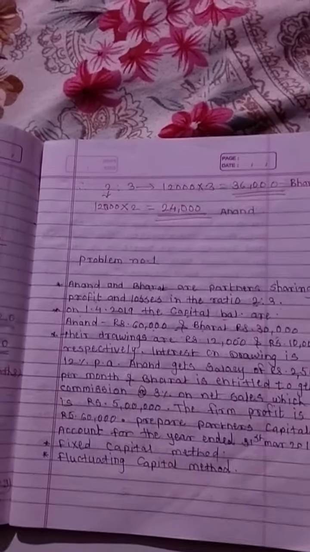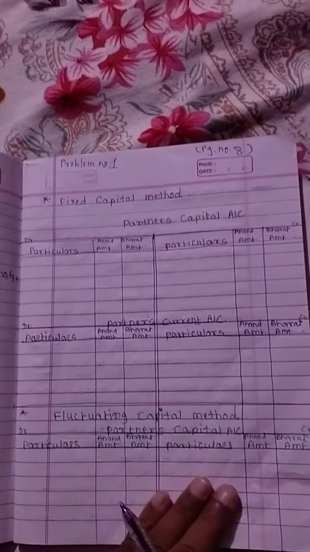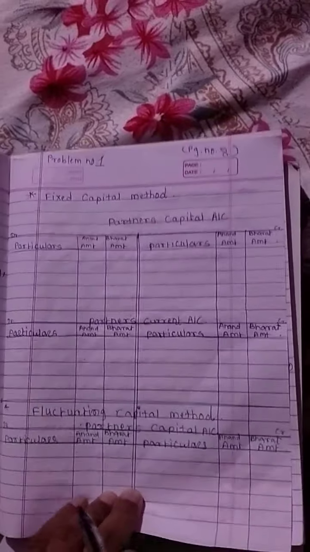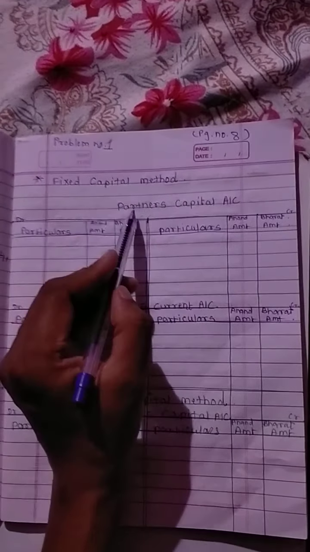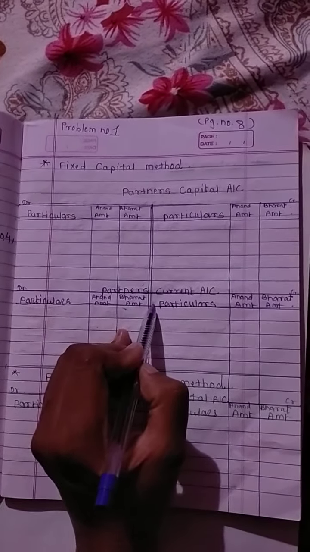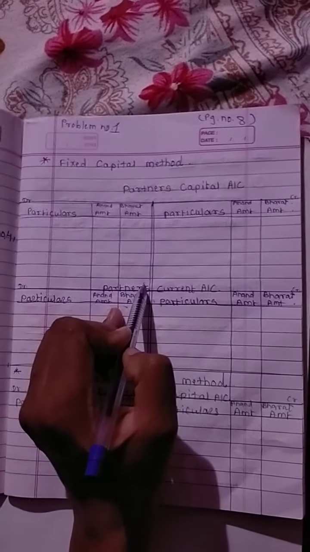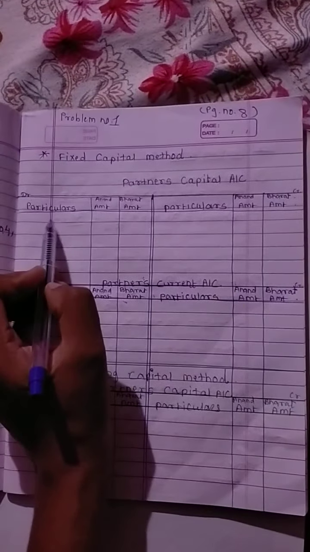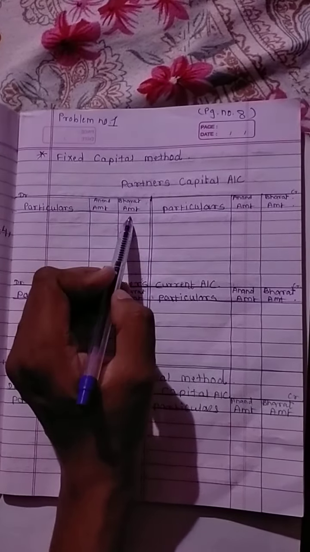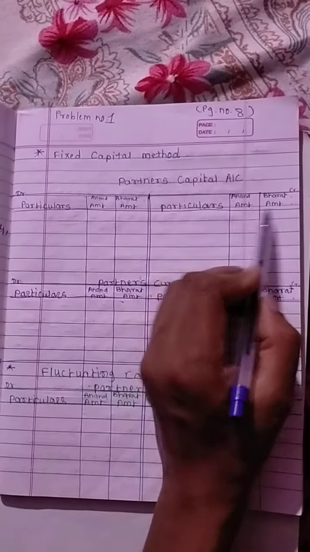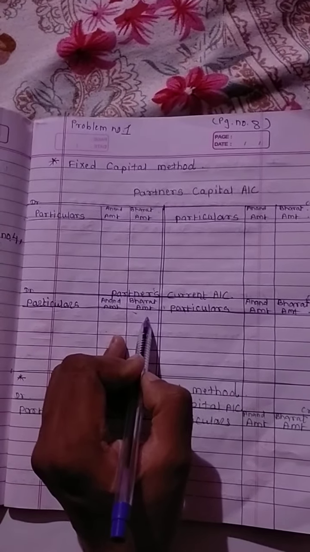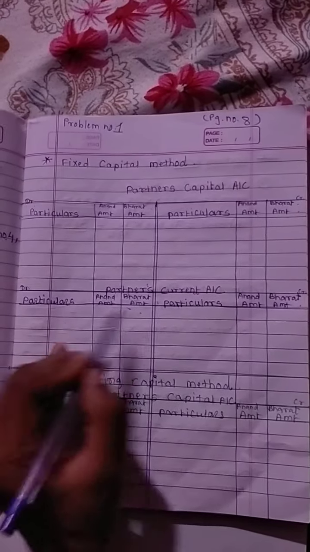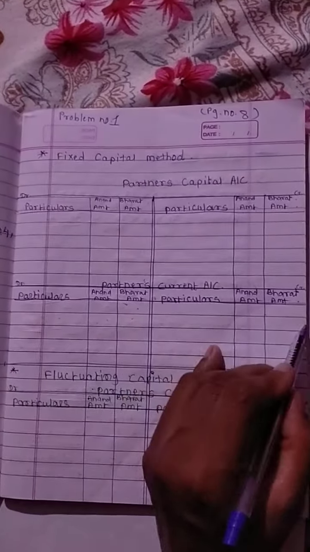Okay, so before we start to solve our problem, let's see how to make an account. See, in fixed capital method we have to make two accounts, that is partners capital account and partners current account. Partners capital account has two parts, one is debit and another is credit. Particulars, Anand amount and Bharat amount, on the debit side and the credit side. Same thing with partners current account: debit side, credit side, particulars, Anand, Bharat.